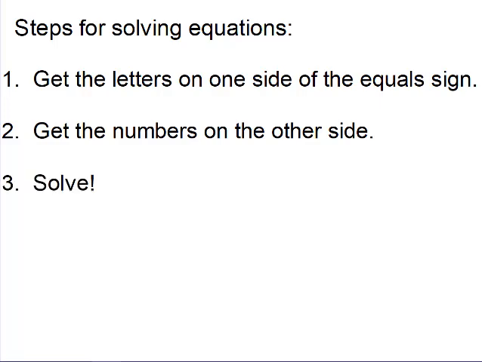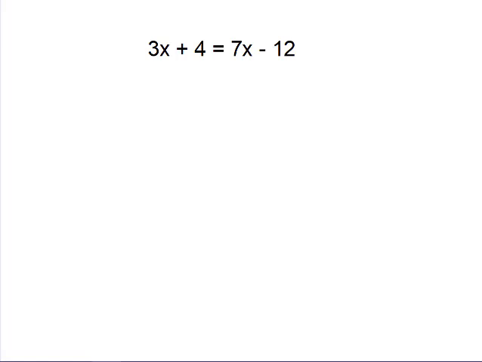And by doing that, we're going to do the opposite. So at that point, you're either going to have a multiply or a divide. If you have a multiply, you're going to divide to get rid of it. If you have a divide, you're going to do a multiply. So let's go back and let's look at this equation. Let's see if we can actually solve it.